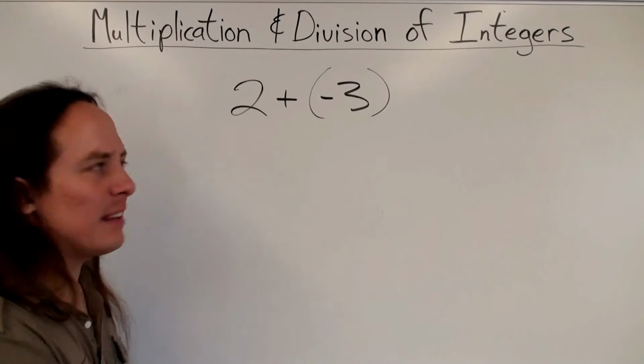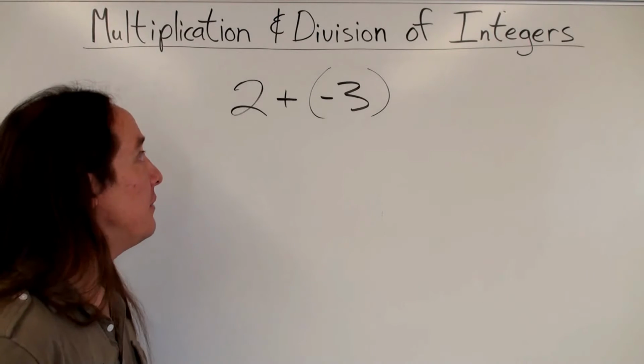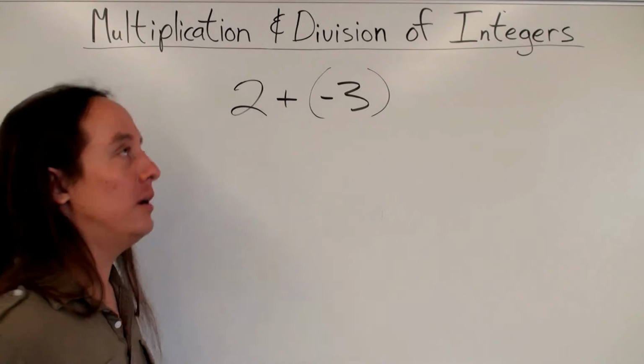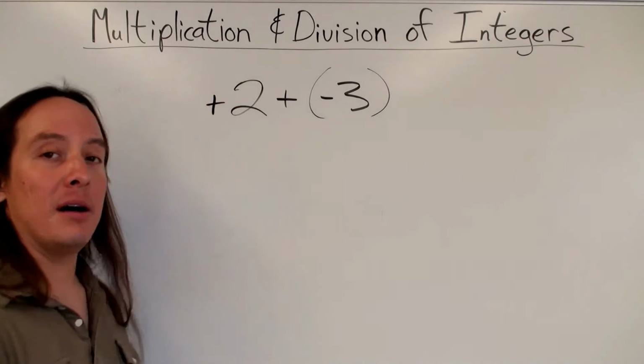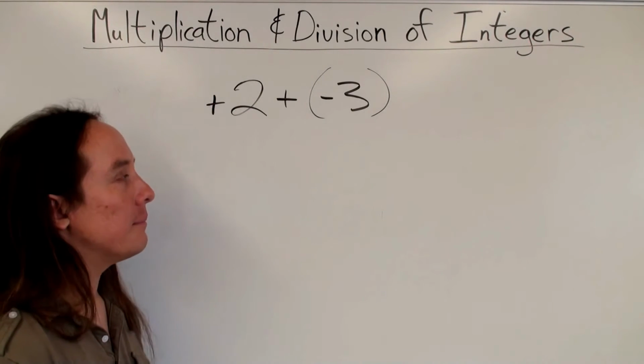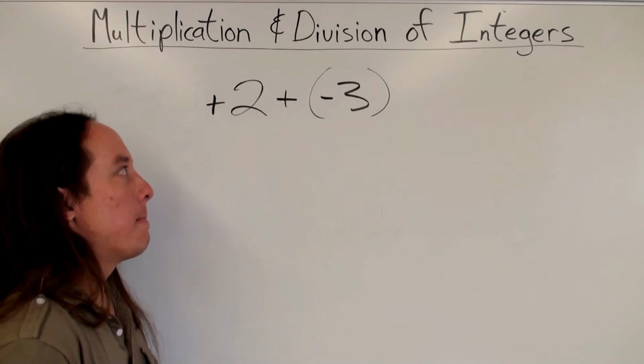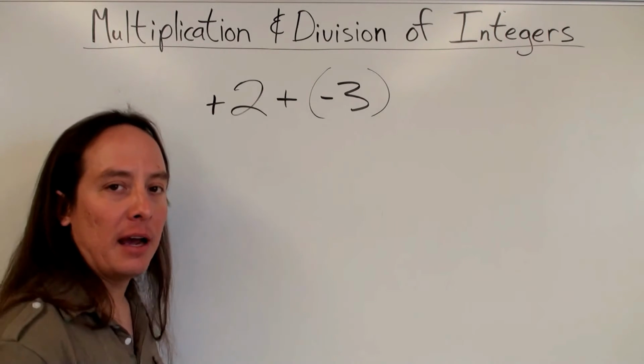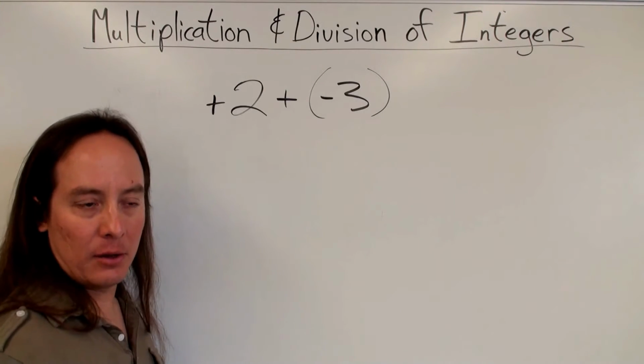Okay, now what sign does the 2 have? The 2, if it's not explicitly written, remember that it's automatically a positive number. It just means that it's positive if there's no sign in front of it. Okay, so 3 can't have two signs. It can't be plus minus 3. What do we do?